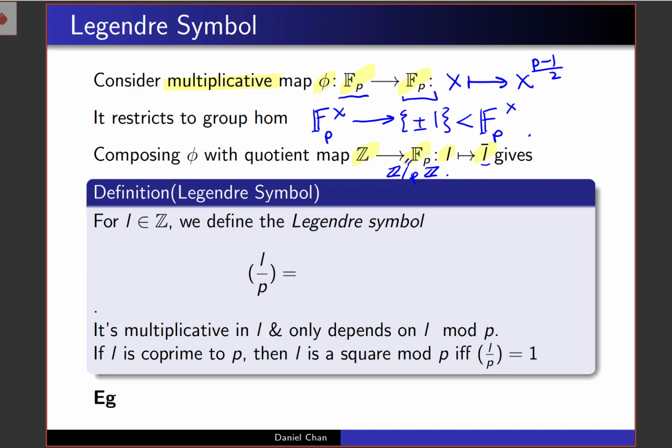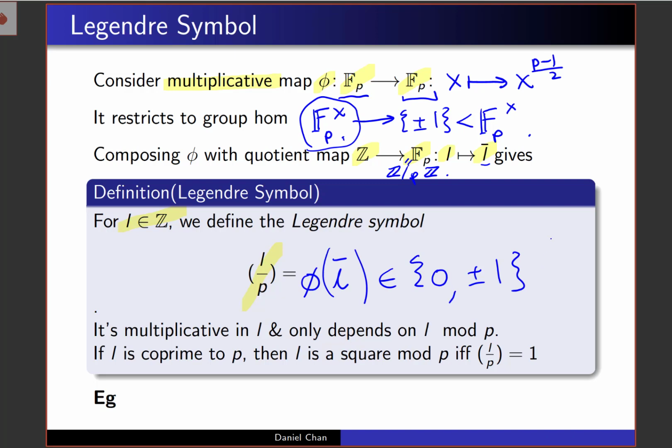Now we can define the Legendre symbol. We're going to consider any integer l, and the Legendre symbol is usually written like this, l over p. Then what we do is we look at this l bar as an element of F_p, and we just apply this phi to it, which is this multiplicative map. So if l happens to be coprime to p, the l bar will be non-zero inside this group of units, so you'll get plus or minus 1. But if it happens to be 0 inside there, then of course this just gives you back 0.